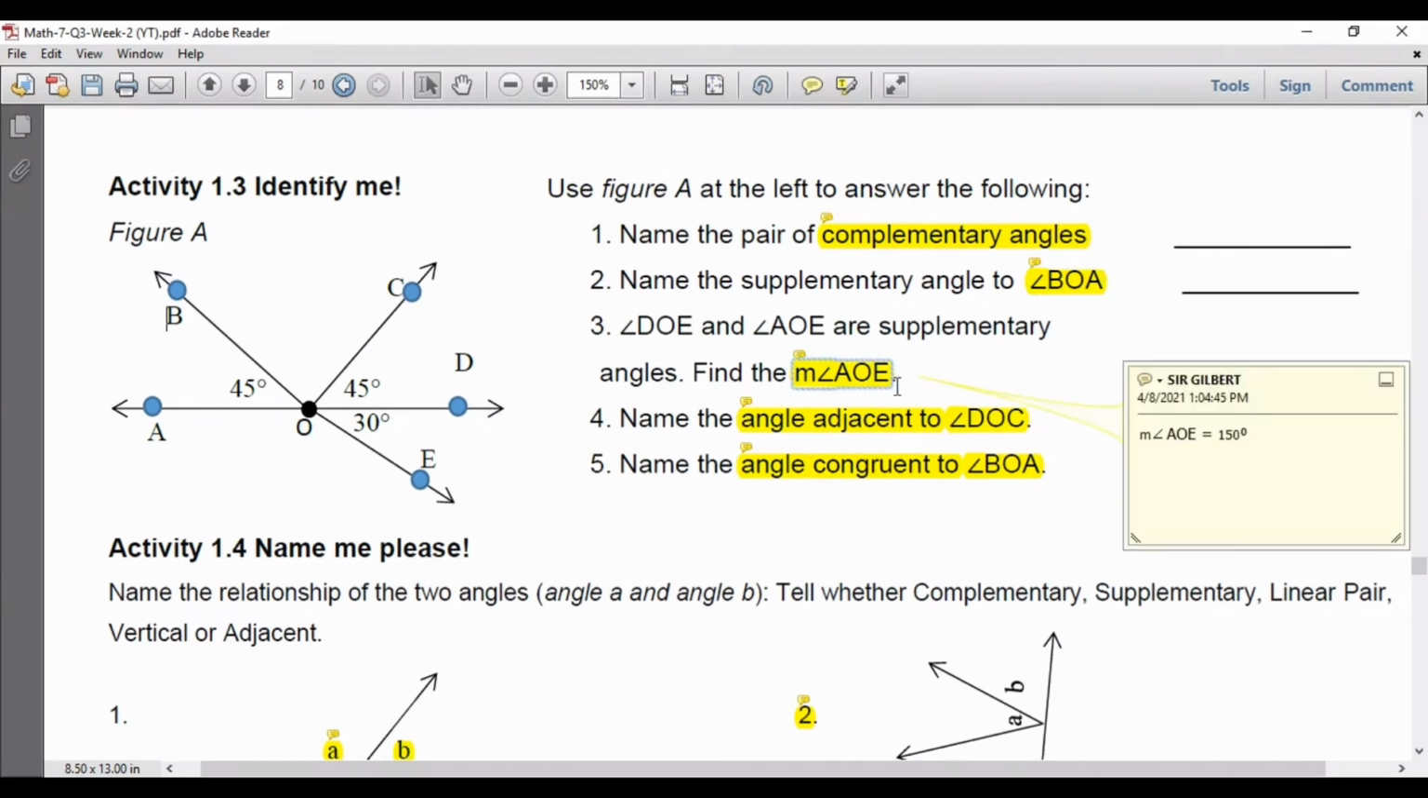Okay, so, about this one? DOE is 30 degrees, and AOE, these two are supplementary. Find the measure of AOE. Is it 150? Okay. So, how about this one?